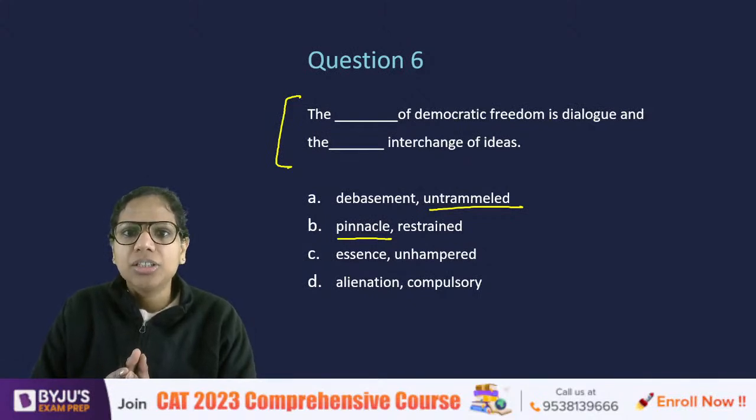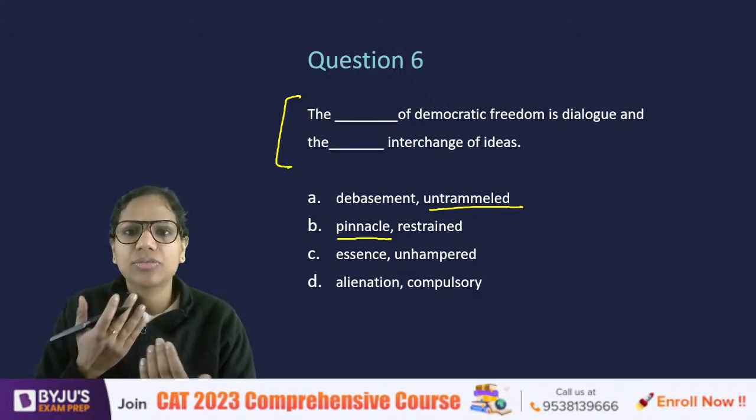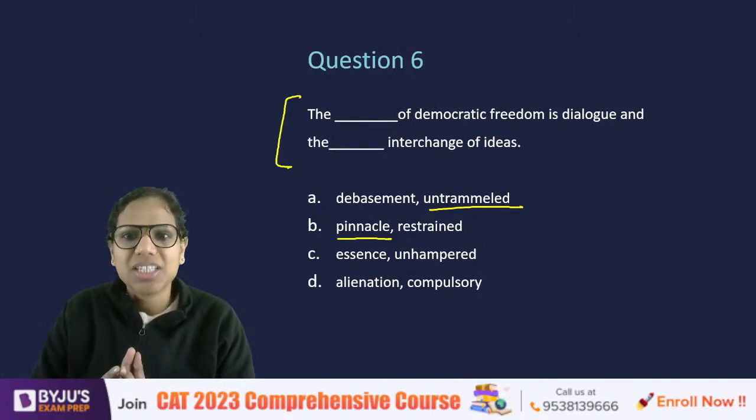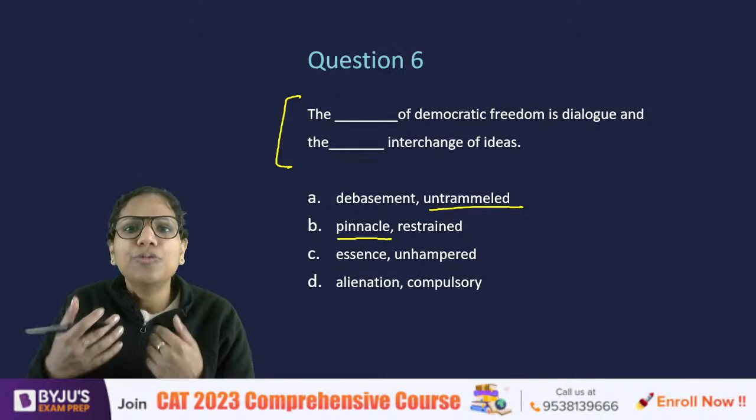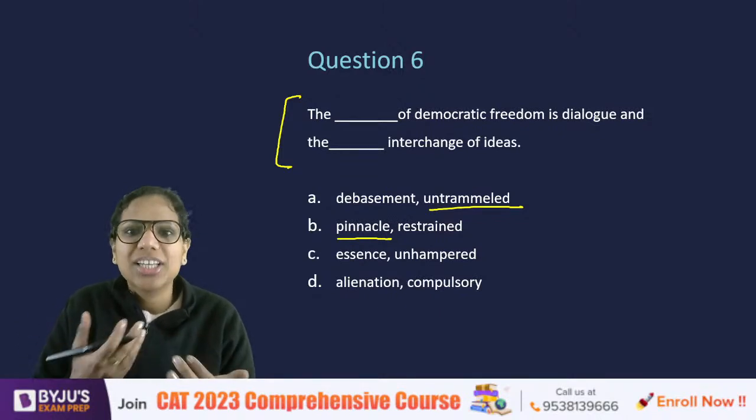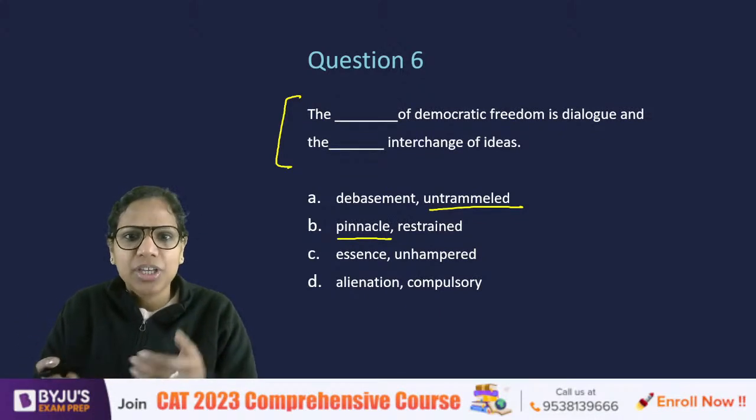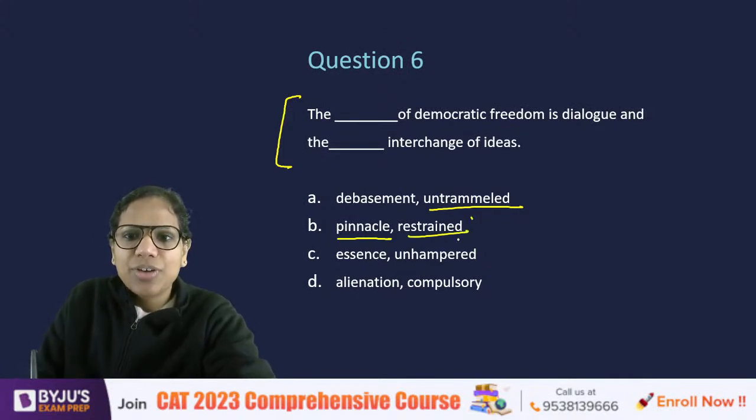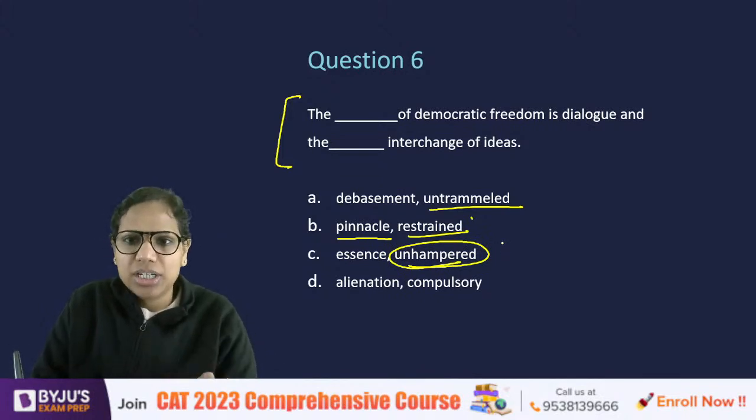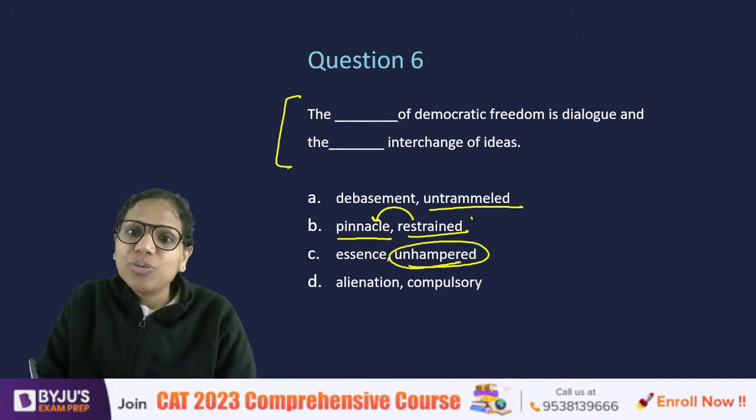The dash of democratic freedom is dialogue. That we talk to each other, that we discuss, debate things with each other, and the dash interchange of ideas. So free interchange, smooth interchange. That is what I'm looking at. So the free, in fact, if you look at the word, unhampered means something that's not restrained, whereas this means restrained, but it does not fit with pinnacle.